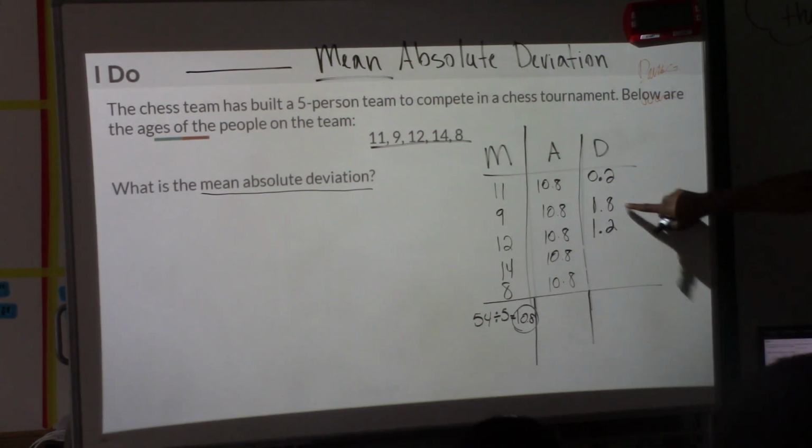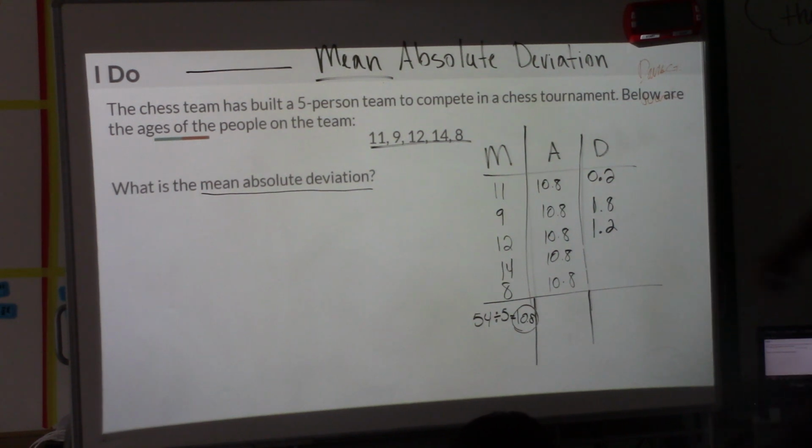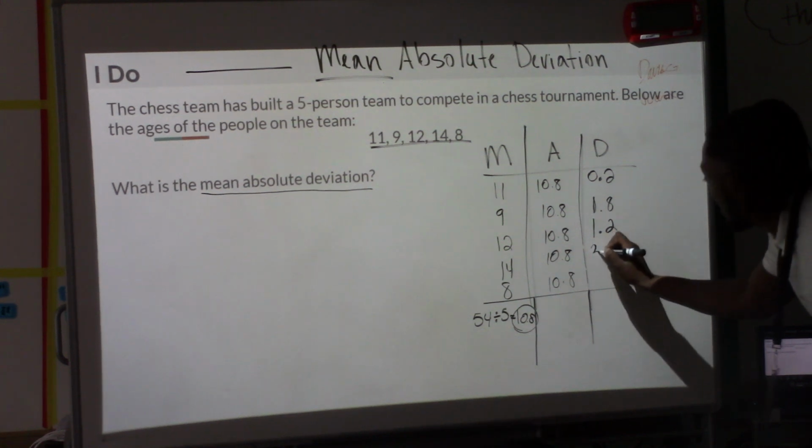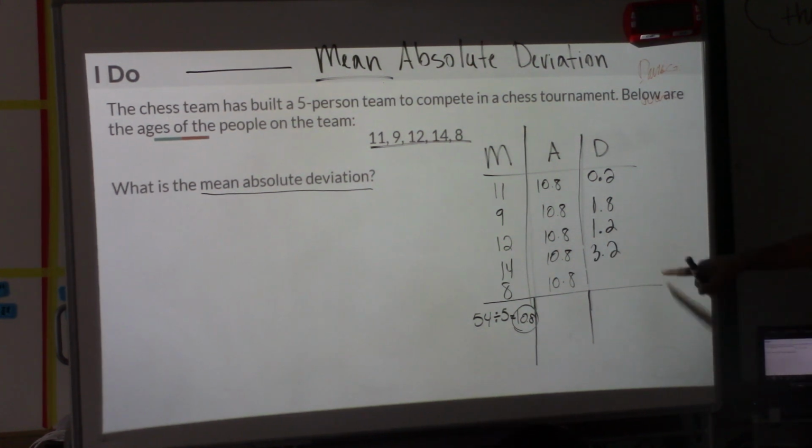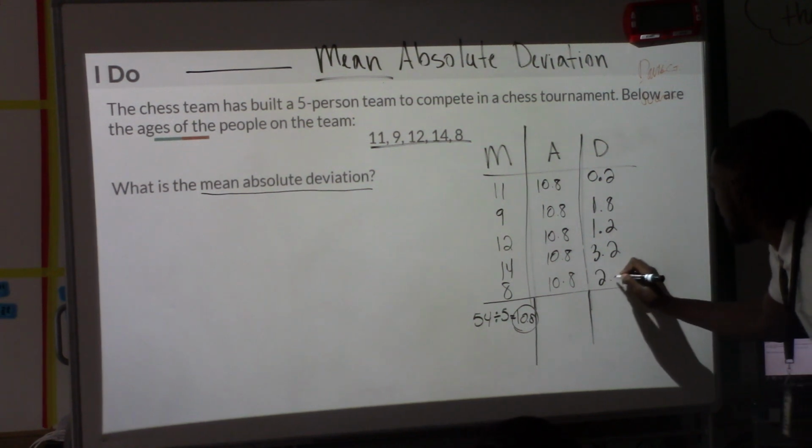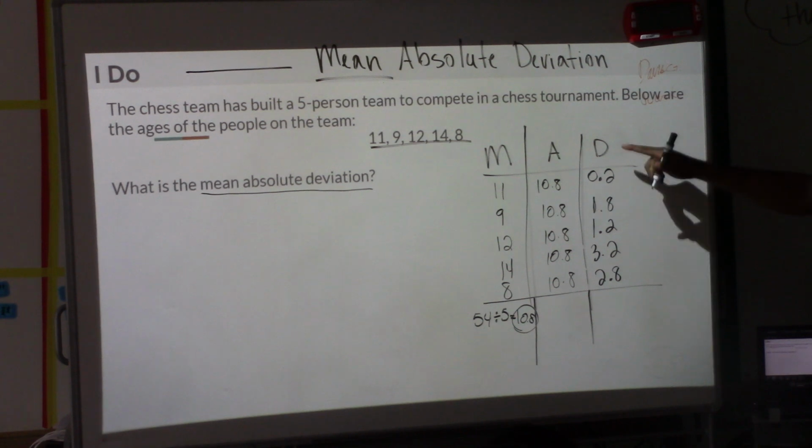And wait, so this one is 1.8? It's negative 1.8, okay, just making sure. And so this one becomes 1.2? Okay, just making sure. All right. So what is 14 minus 10.8? 3.2. I didn't say I was wrong, I'm just asking. What about the next one? 2.8.